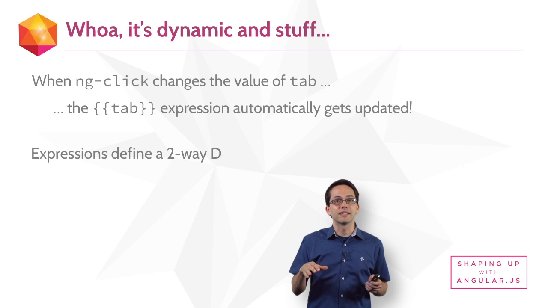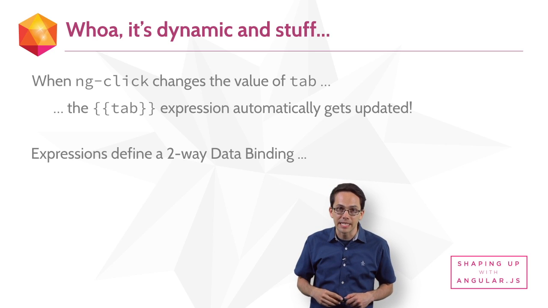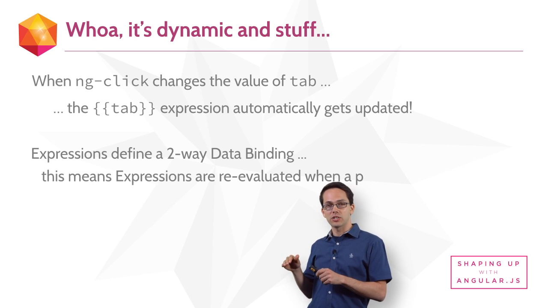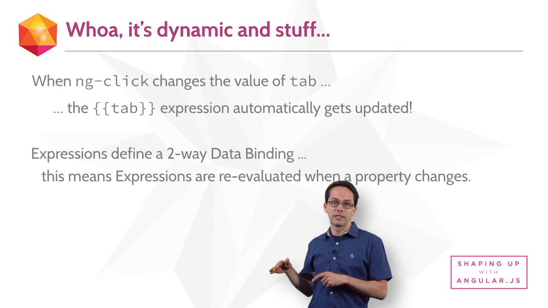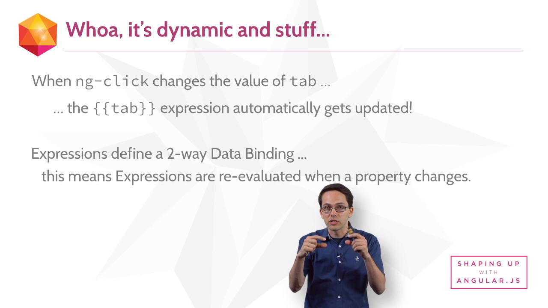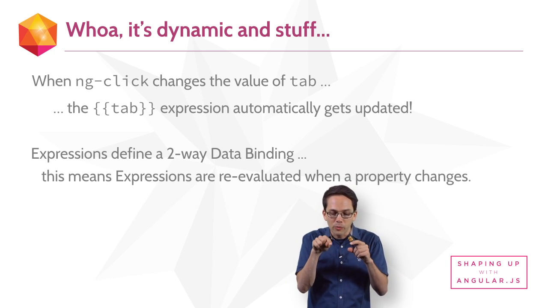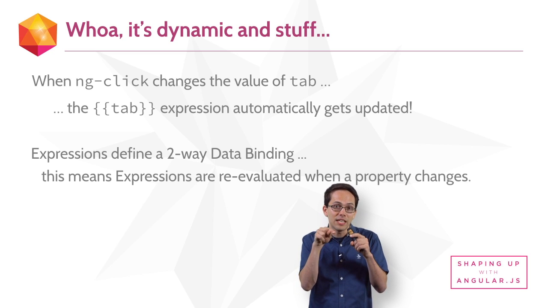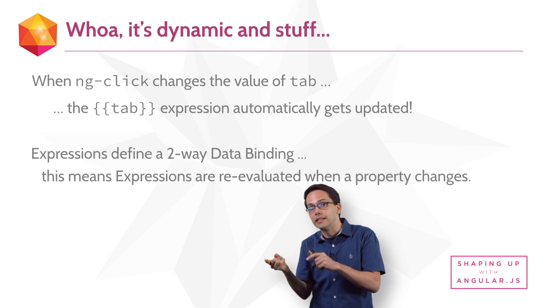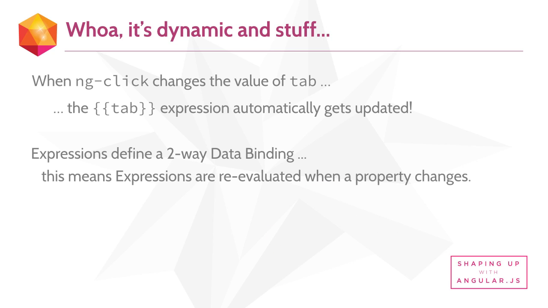See, expressions like this define a two-way data binding. A two-way data binding means that expressions are reevaluated when the property changes. So that expression is keeping an eye out for when the value of tab changes, and if it does get changed, it gets updated in the web page.